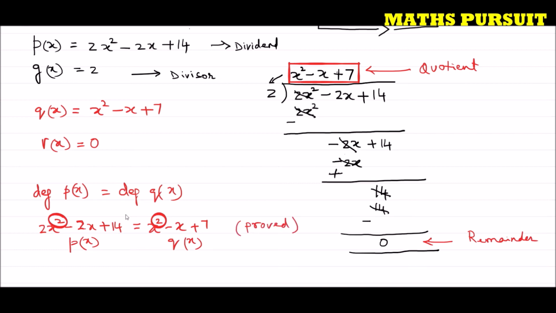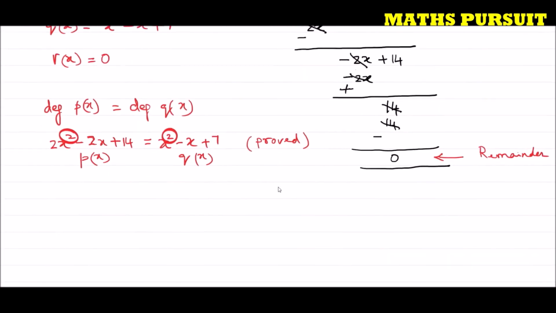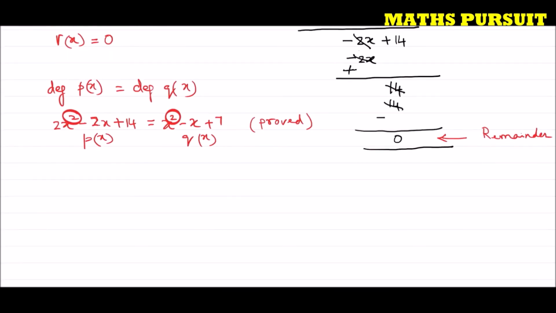Now after proving this, we should also check that our division algorithm, the equations that we considered, px, gx, qx, and rx. We considered one polynomial px, and then we considered one polynomial gx, and we should also see that this polynomial is satisfying our division algorithm. So how will we see that? We'll put all those things in the division algorithm formula. We very well know that the division algorithm formula says that px is equal to gx into qx plus r.